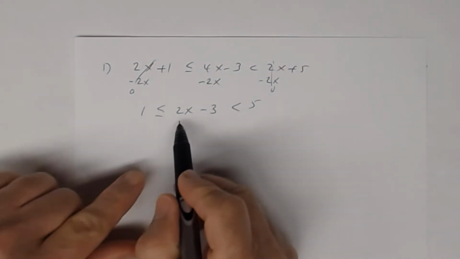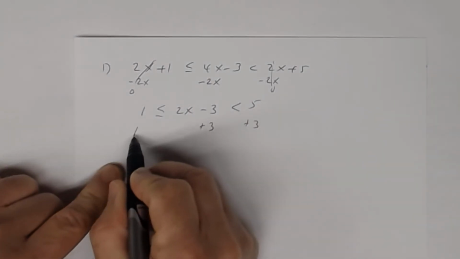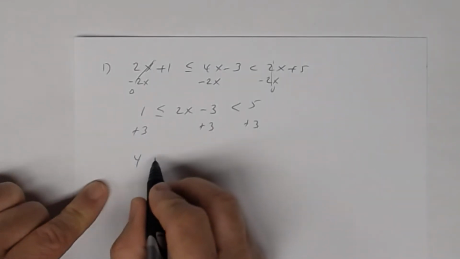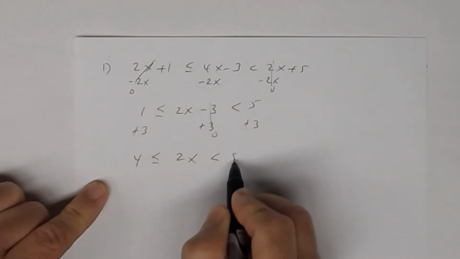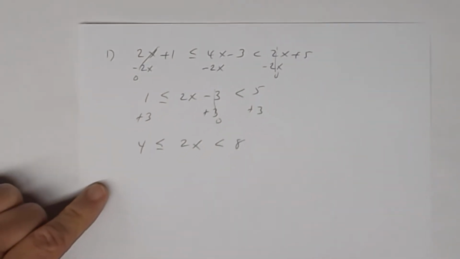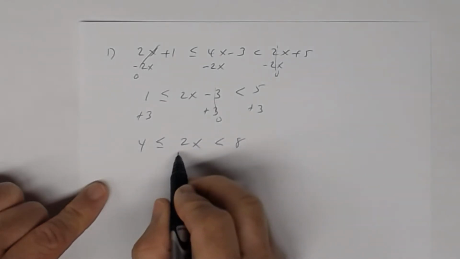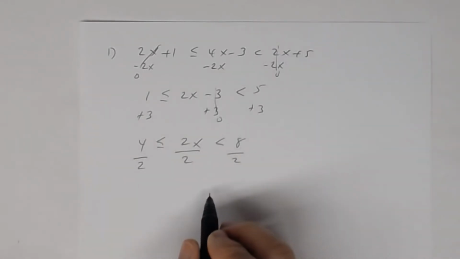So now let's go ahead and isolate the variable in the middle. We're going to add 3 to all parts, just like this. 1 plus 3 is 4. It's less than 2x. This is 0. It's less than 8. Okay? Then to get the variable by itself, we're now multiplying by 2. The opposite is to divide by 2. So I'm going to divide all parts by 2.